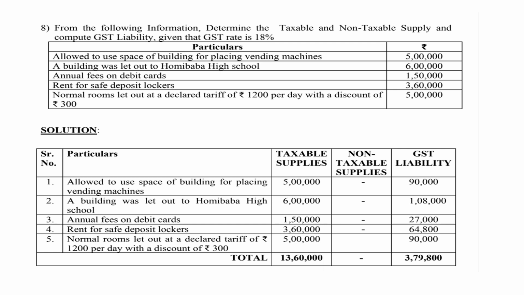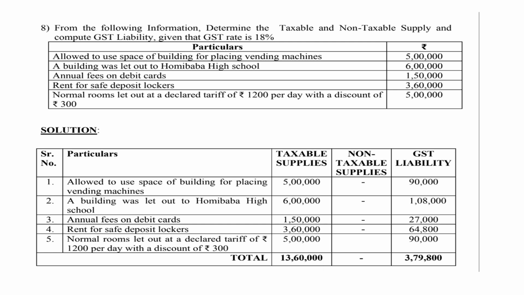The next condition is rent for safe deposit locker. Rent for safe deposit locker is also a taxable amount, and the amount here is 3,60,000, and you will take 18% as your GST. So your GST will be 64,800. Then normal room let out at a declared tariff of 1,200 per day with a discount of 300. So taxable supply will be 5 lakhs and GST amount will be 90,000.